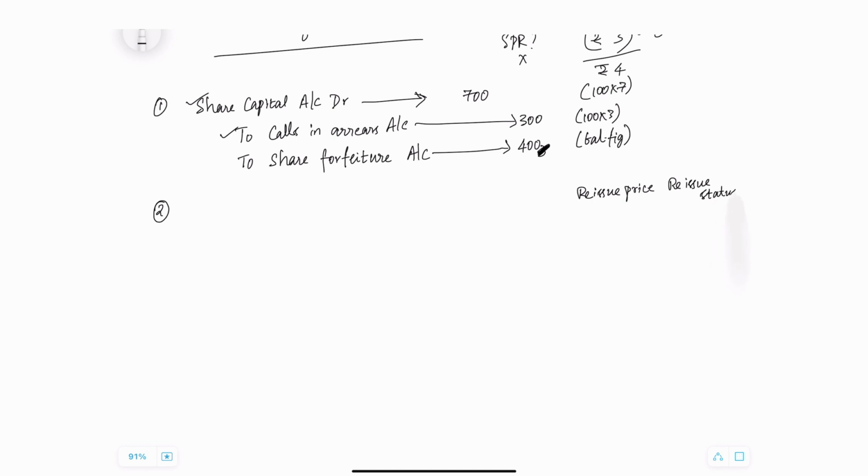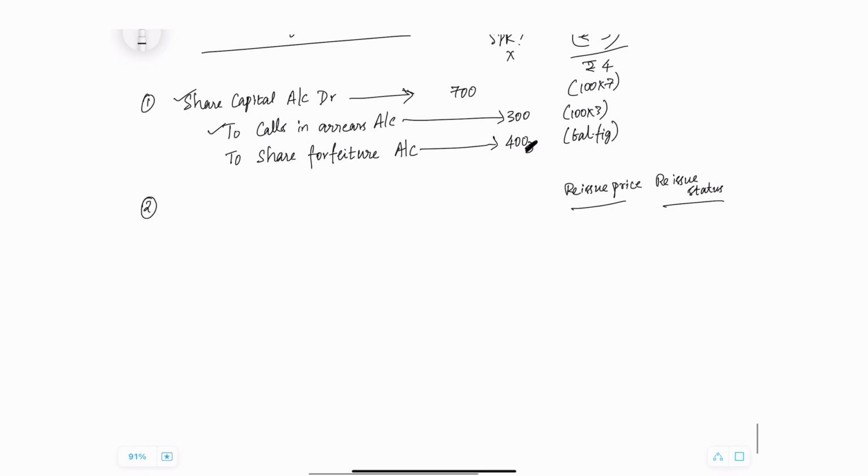So reissue price is the rate at which the shares are actually being issued to the next shareholder. Therefore, how much money the company is collecting from the next shareholder, that is the reissue price. So in this case, the answer is 6 rupees per share in this question. And reissue status is how much status the company is giving to the share. Is it 7 paid up, or is it 8 paid up, or is it fully paid up?